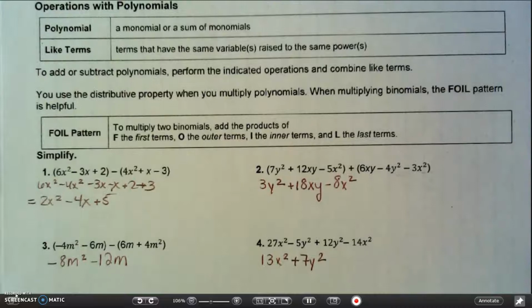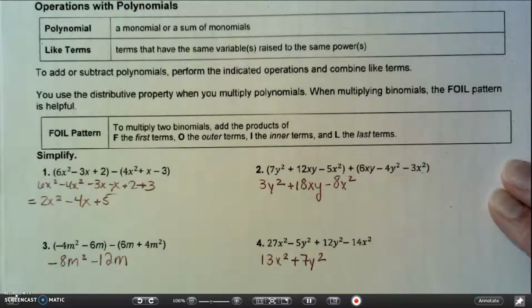And remember, like terms have exactly the same variables to the same powers. The only major thing you need to watch there are your signs, your positive and your negative. Do you need to distribute or not? So let's just look at a couple examples here.